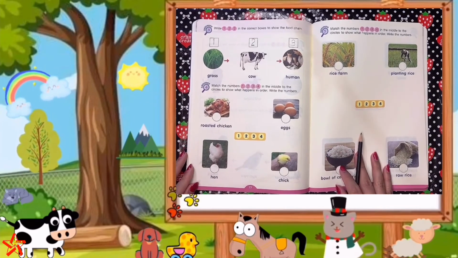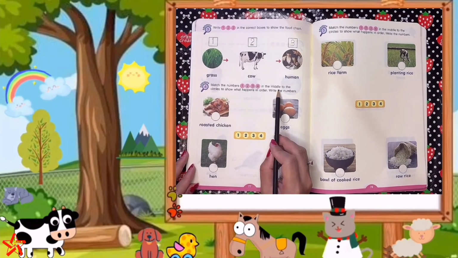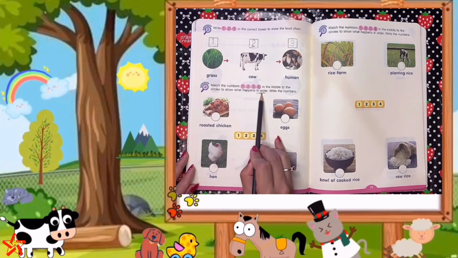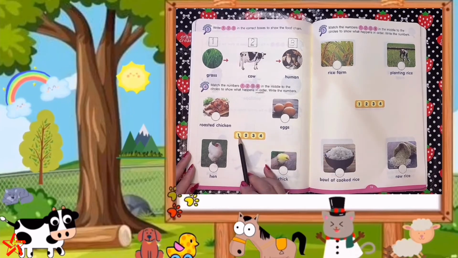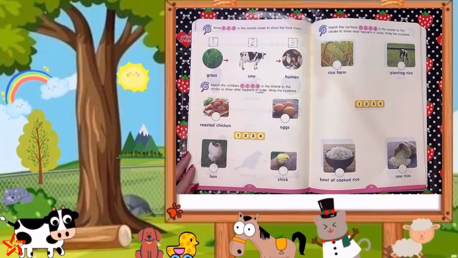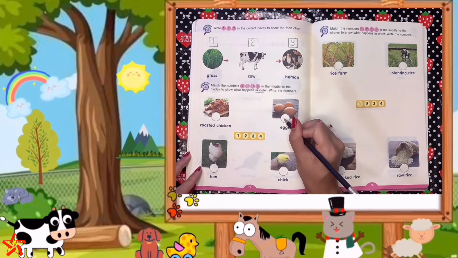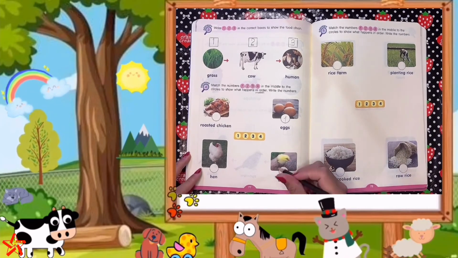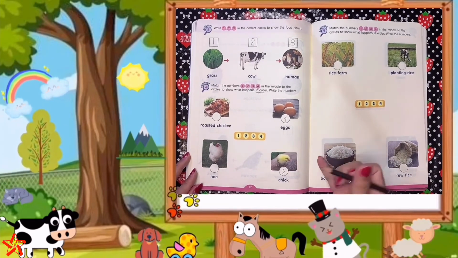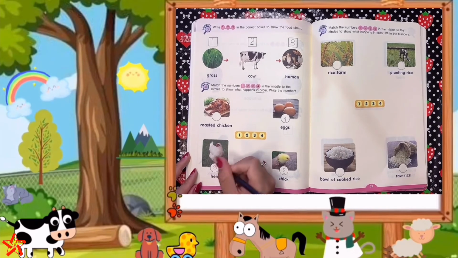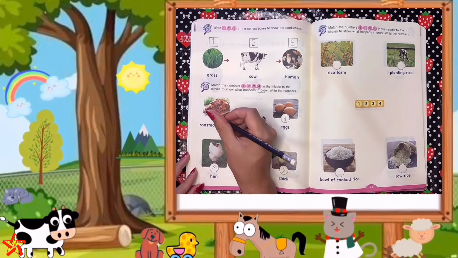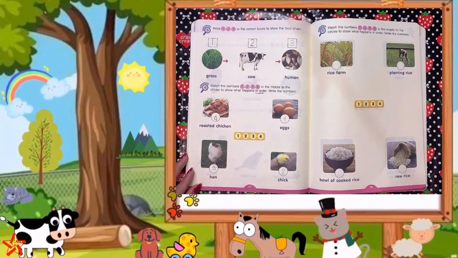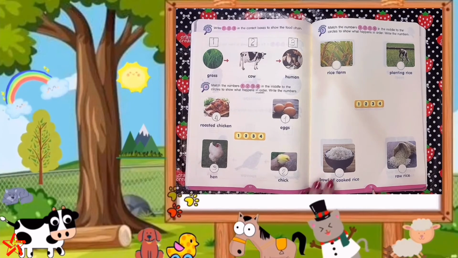Match the numbers 1, 2, 3, 4 in the middle to the circles to show what happens in order. Write the numbers. So we have 1, 2, 3, 4. For example, number 1 here is the egg, so we write number 1 here. And then number 2, when the egg hatches, it becomes a chick. And the chick grows and becomes a hen. When it's big, it becomes what? Food that we eat. So that would be roasted chicken. When you're done with page 77, proceed to page 78.